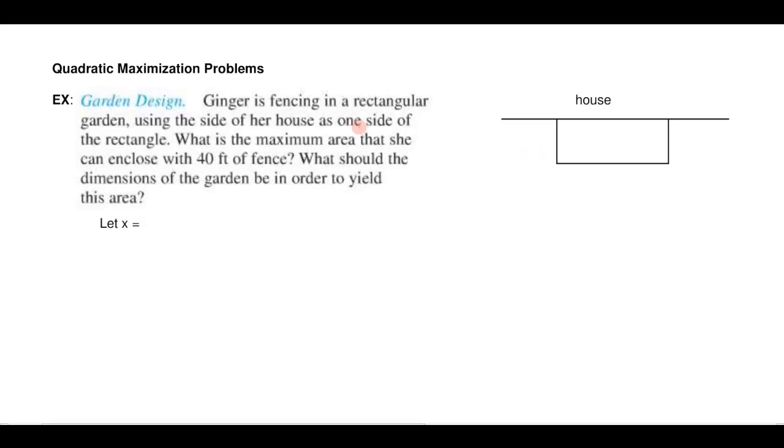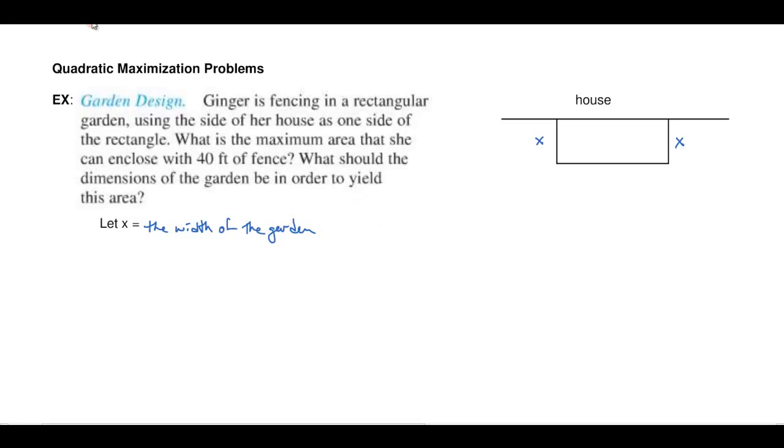Well, when you have a problem like this and you're not sure what to do, one thing you can do is just start plugging in some numbers and imagine what it might look like. So I've got 40 feet of fence, and I'm going to have to divide that into two sides and a length. Let's let each of these sides be x. We'll let x equal the width of the garden.